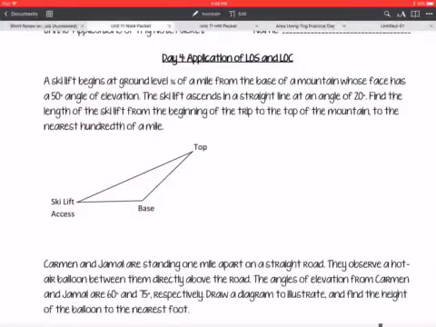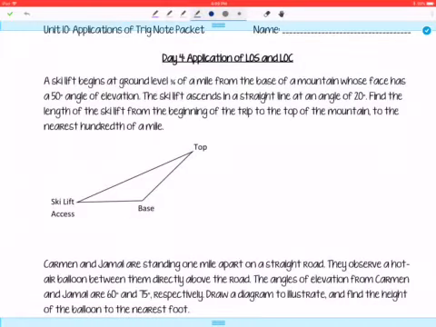Okay, so for today's notes, we're taking what we did yesterday with law of sines and cosines and applying that to some word problems. So looking at question number 1, you have a ski lift that begins at ground level 3/4 of a mile from the base of the mountain, whose face has an angle of elevation of 50 degrees. The ski lift ascends in a straight line at an angle of 20 degrees. Find the length of the ski lift from the beginning of the trip to the top of the mountain to the nearest 100th of a mile.